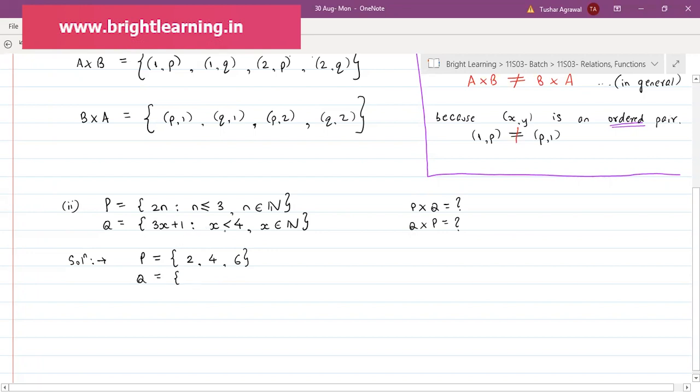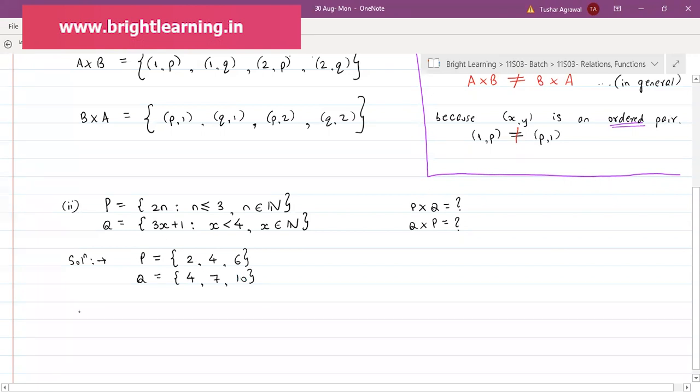How will Q look? X is a natural number and x is less than 4. So x equals 1, 2, 3. If x is equal to 1, 3 ones are 3 plus 1, that is 4. If x is equal to 2, 3 twos are 6 plus 1, that is 7. If x is equal to 3, it is 10.